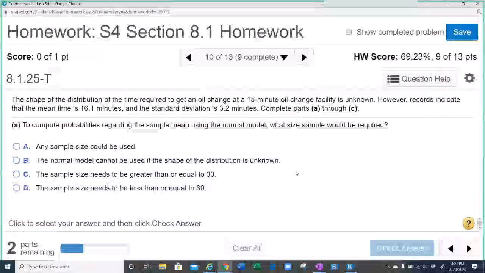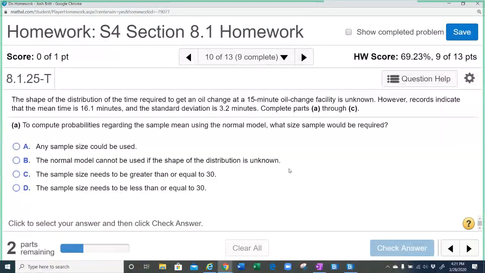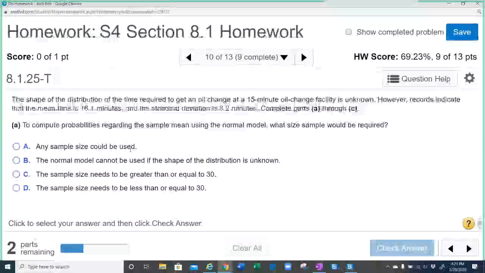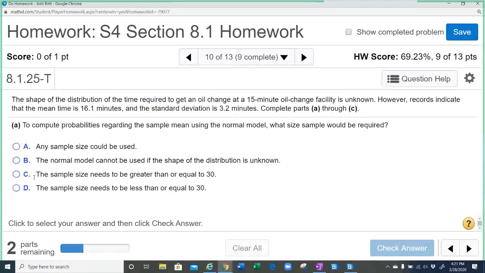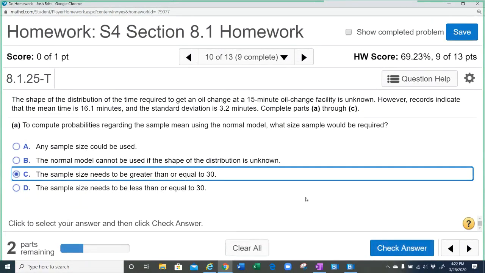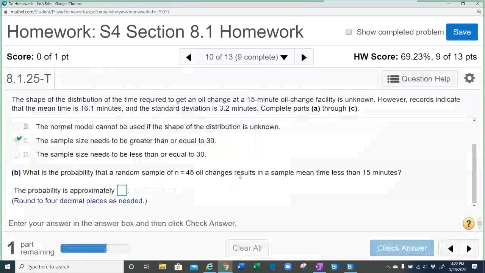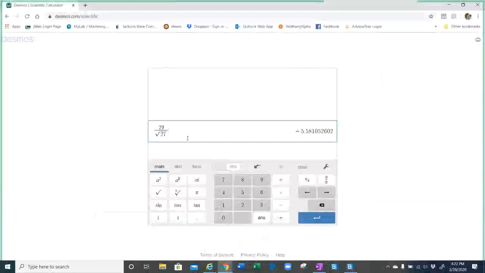Okay, so again, same type here. Now the sample size, always choose here that the sample size needs to be greater than or equal to 30. And that's just kind of a general rule of thumb. So that's what you're going to do on part A for this question. Now we've got our sample size, so let's compute the standard deviation, which will be 3.2 divided by square root 45, and that gives me 47702.